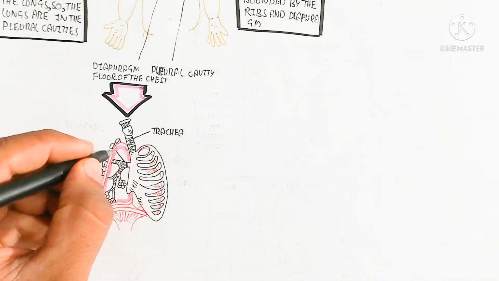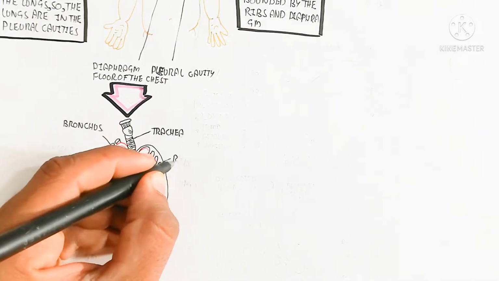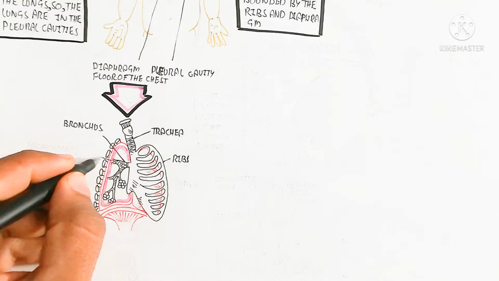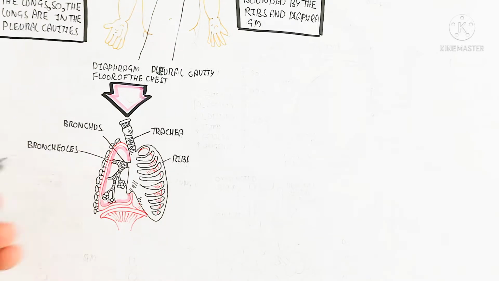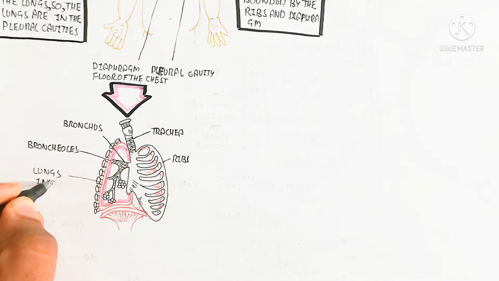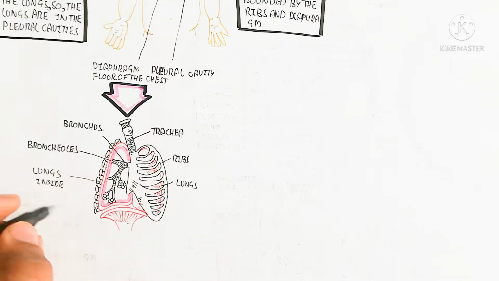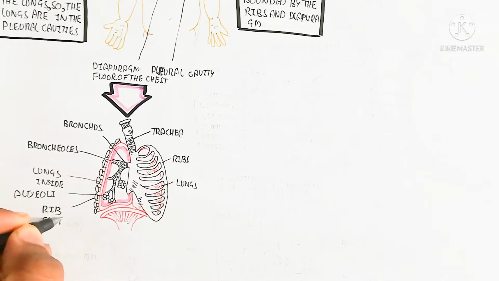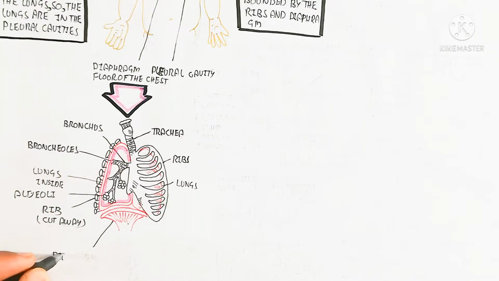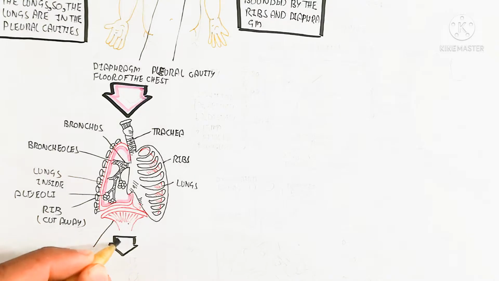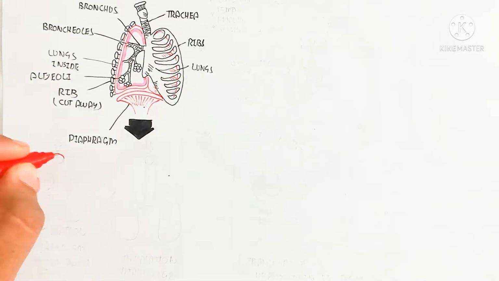These are the ribs: 12 ribs appear in the form of pairs. Two pairs are floating ribs and false ribs, while here is the bronchus, which is converted into the bronchioles from the trachea. This is the lungs inside, and this converts into the alveoli, and the alveolus is made up of air sacs.